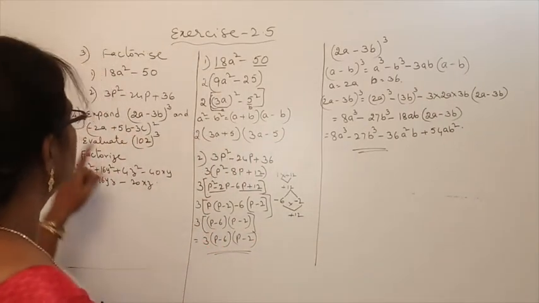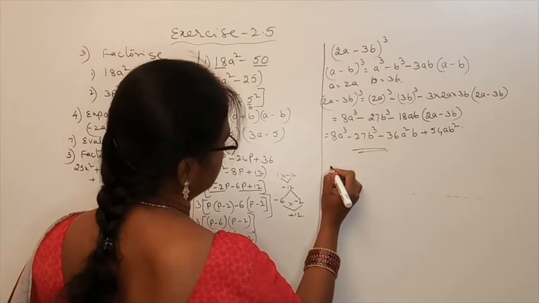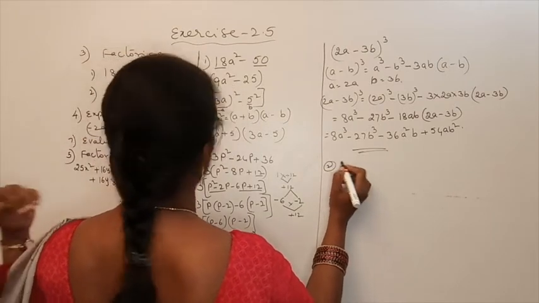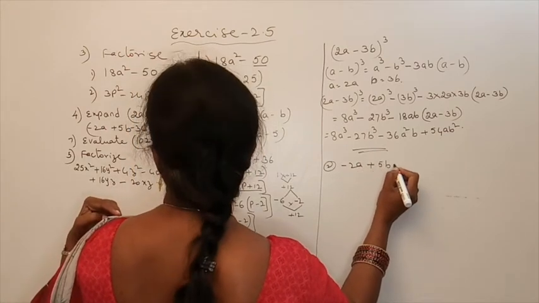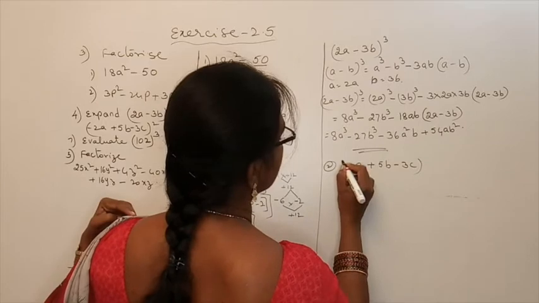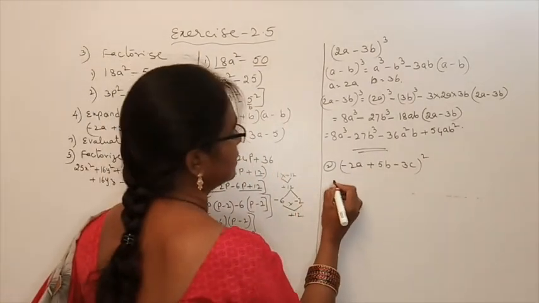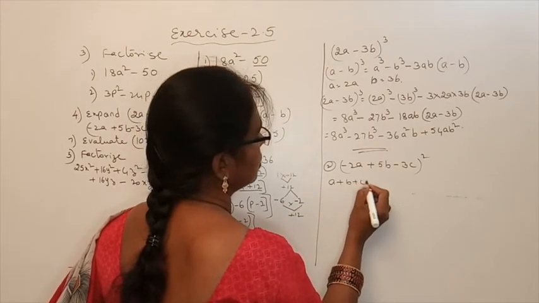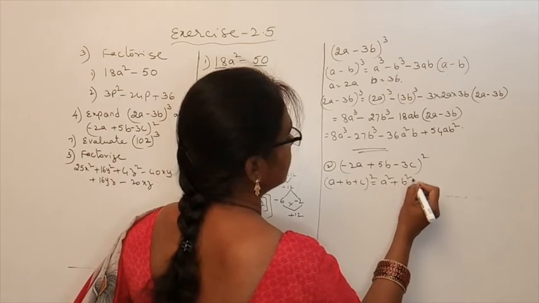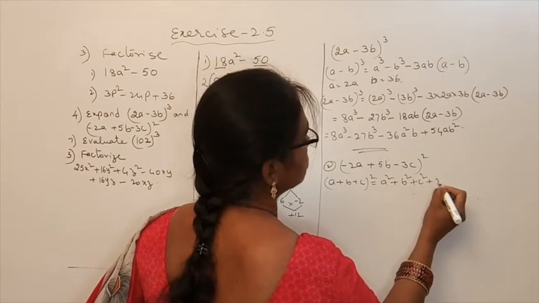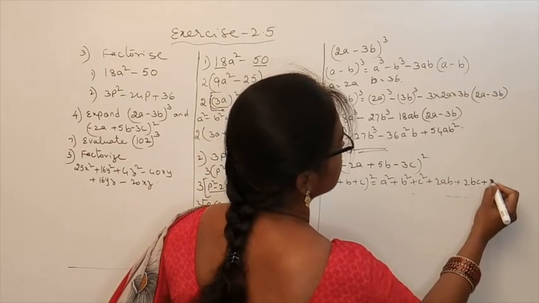Next, second one: minus 2a plus 5b minus 3c whole square. Now a plus b plus c whole square. What is the identity? a plus b plus c whole square is equal to a square plus b square plus c square plus 2ab plus 2bc plus 2ca.